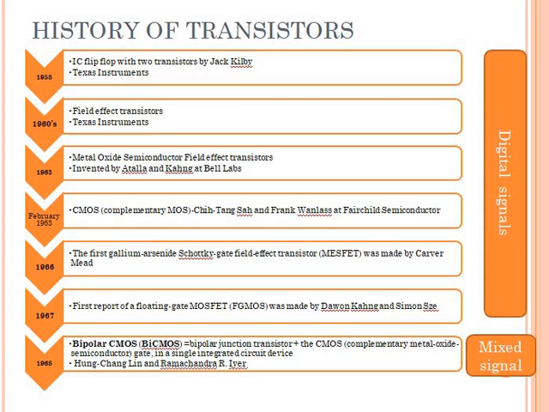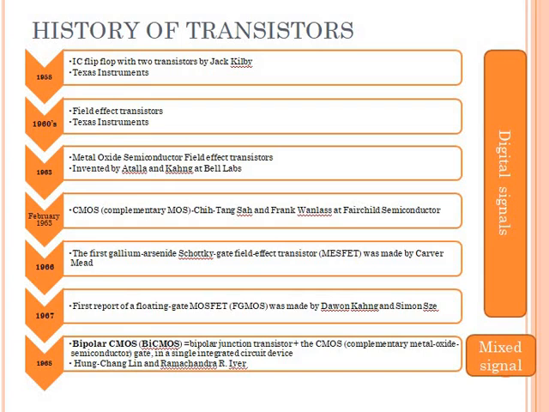In the 1960s, field effect transistor concepts evolved to greater heights. As Lilienfeld said in 1925, those concepts were implemented in the 1960s only, by Texas Instruments. In 1963, the metal oxide semiconductor field effect transistor was invented by Atalla and Kahng at Bell Labs. After that, in February 1963, the CMOS concept, that is complementary metal oxide semiconductor, was introduced by Chih-Tang Sah and Frank Wanlass at Fairchild Semiconductor.